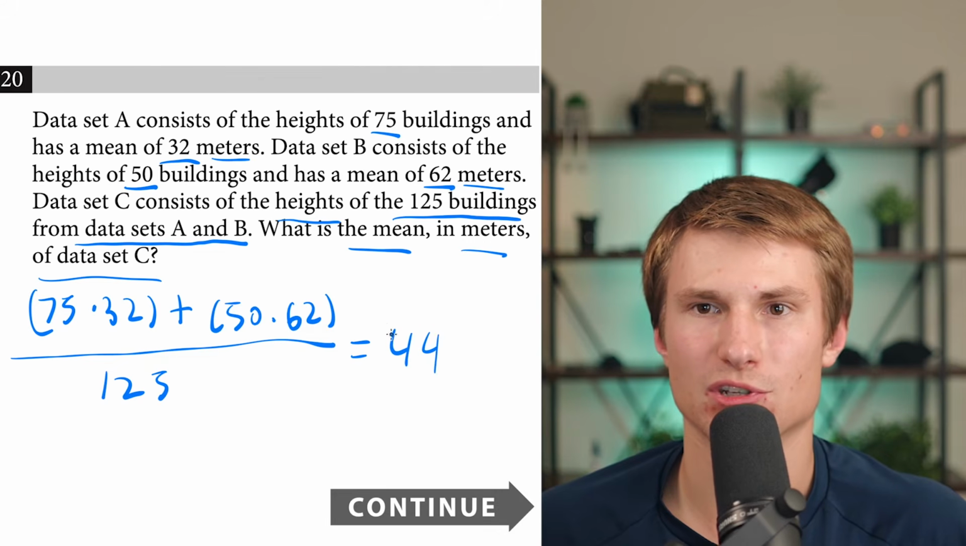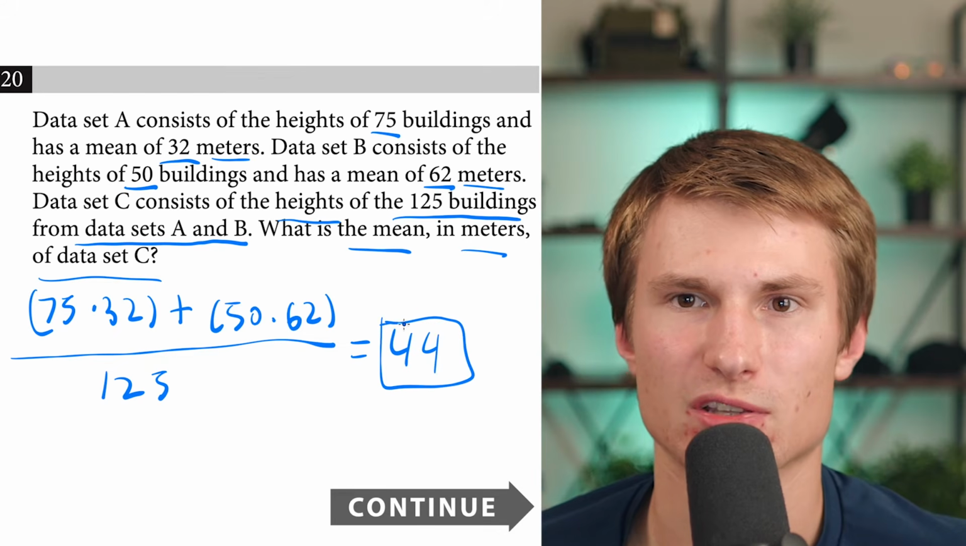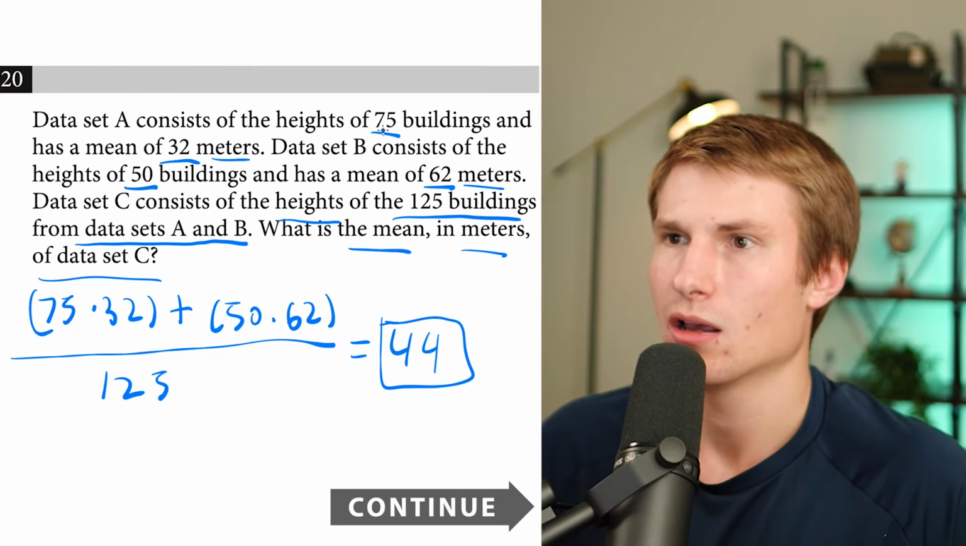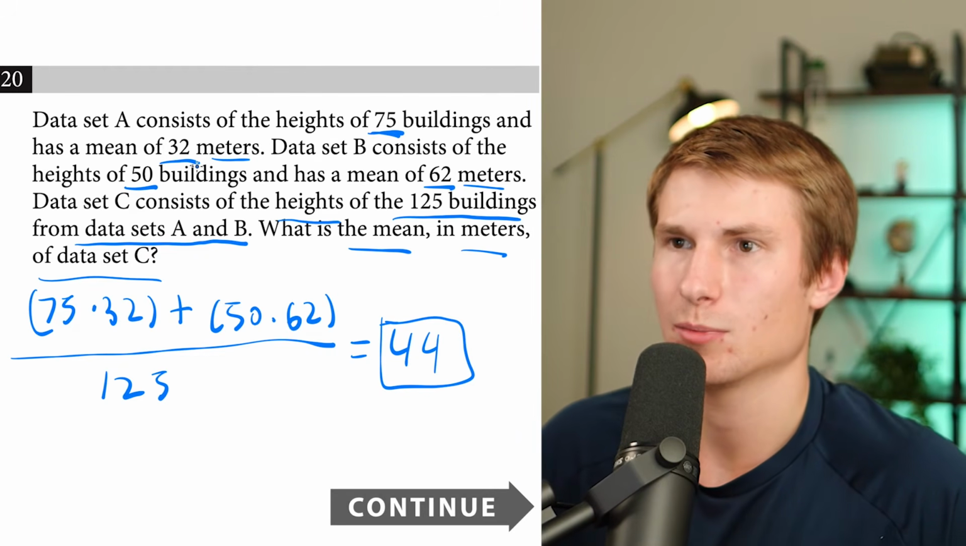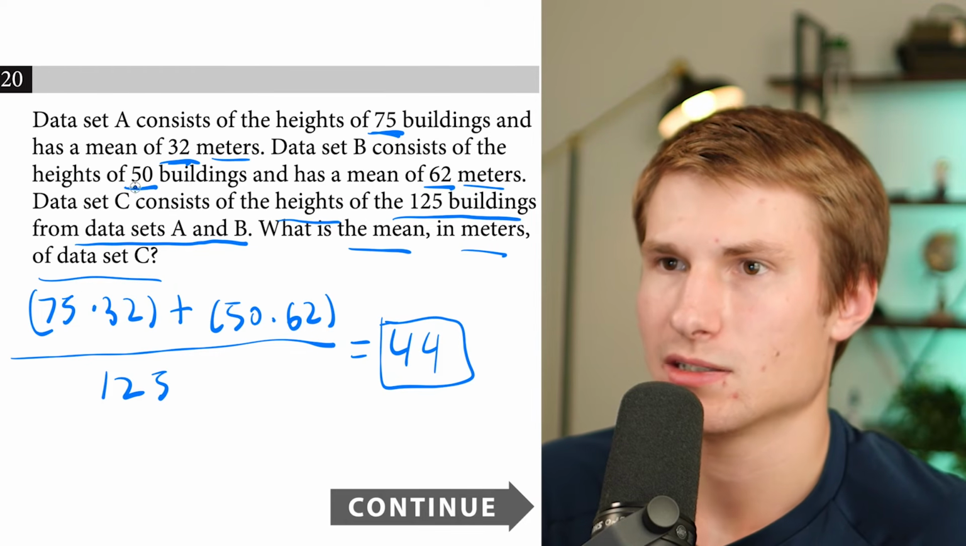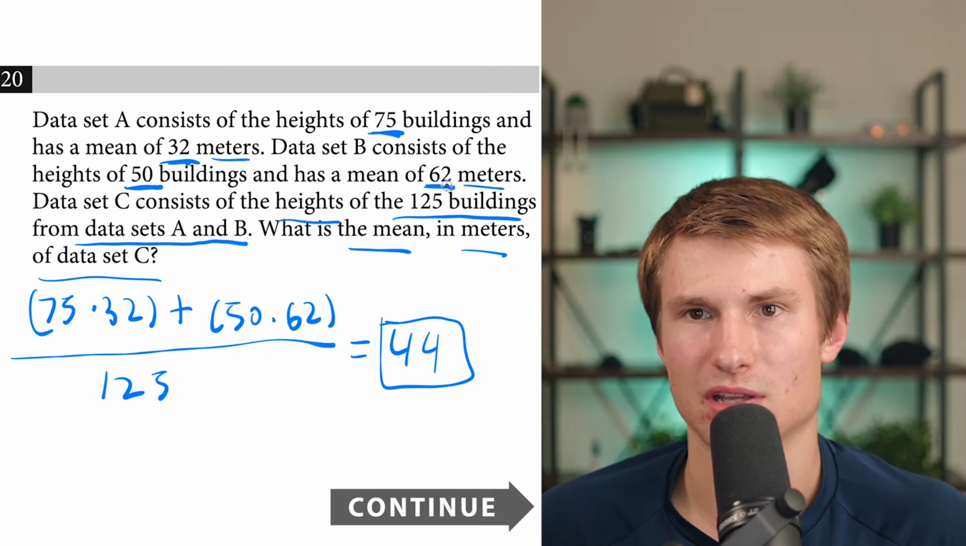Let me quickly double check my work, because when you're dealing with a free response question and numbers that are kind of as big as this, you want to double check. So we got 75 buildings. Yep, mean of 32. So 75 times 32. Then we've got dataset B, 50 buildings and a mean of 62.